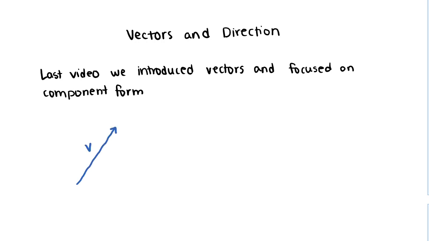The component form of the vector really just describes the horizontal displacement of this vector and the vertical displacement of this vector. If I label the horizontal displacement A and the vertical displacement B, then our vector v can be expressed with these horizontal and vertical components together. So in angled brackets, we write A comma B. That's one way we can represent this vector.